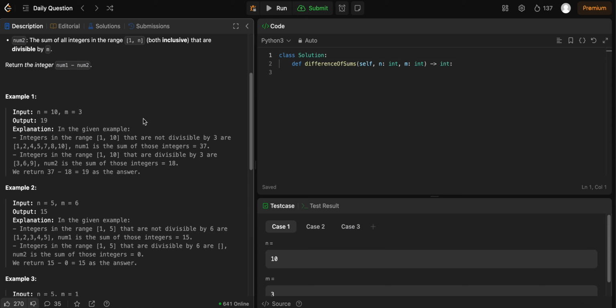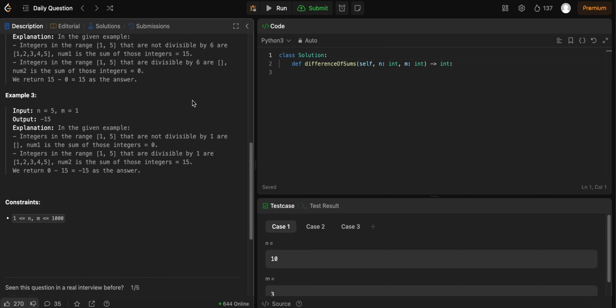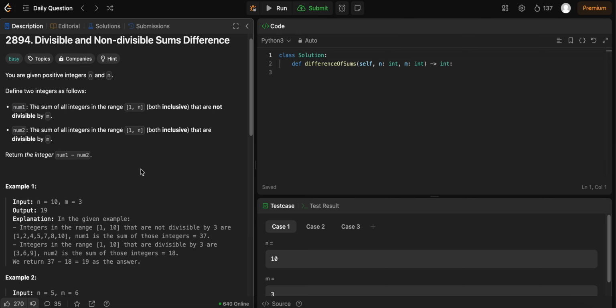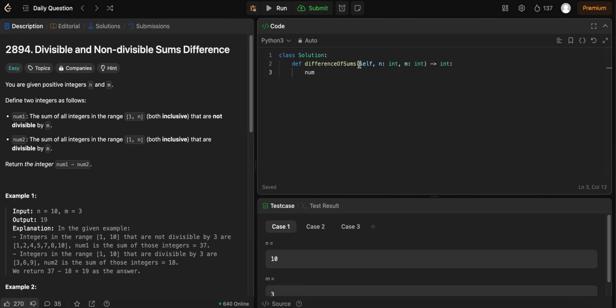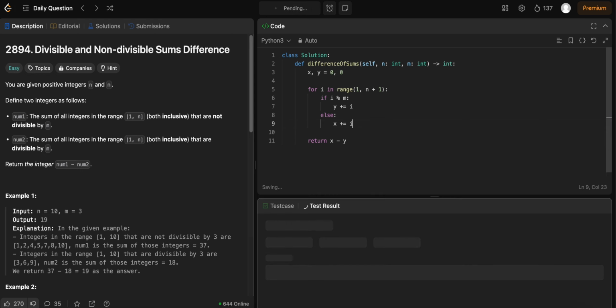Yeah, so I can think of both the O(1) solution and the O(n) solution. But maybe let's just code up the O(n) solution because we can here. It's only 1,000. So let's just call it x and y, and then at the end we want to return x minus y, right? So what we want to do is for i in range, loop through all the numbers from 1 to n. So if i is divisible by m, we want to add that to y, otherwise we will add that to x. So I think that should work.